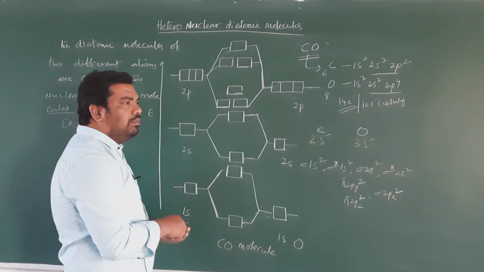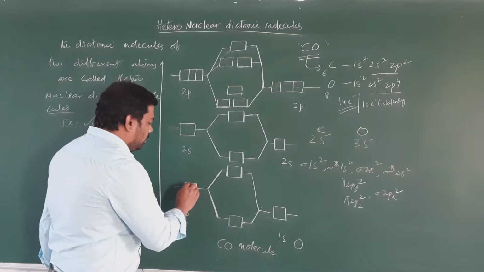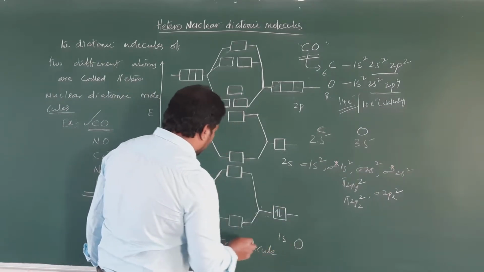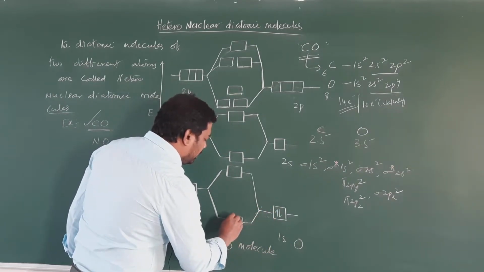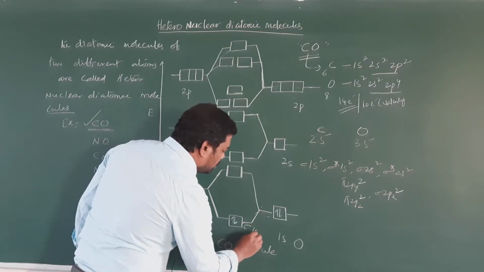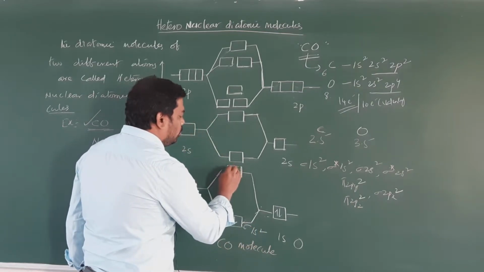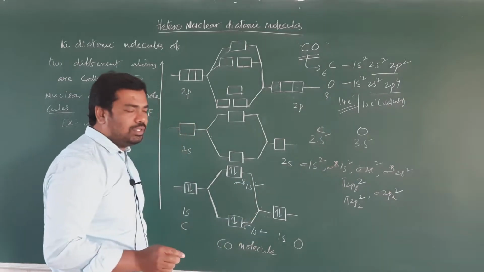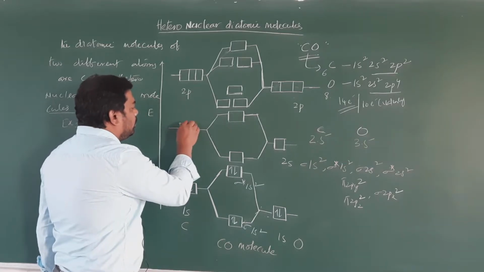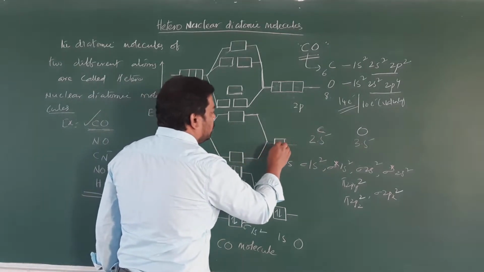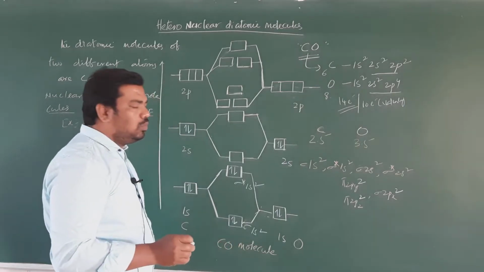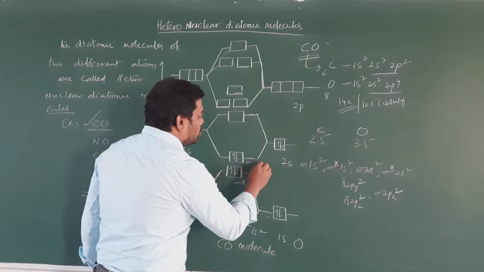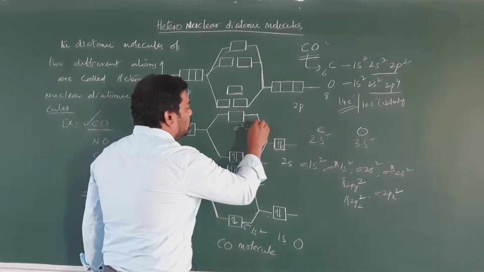Okay, so we will fill the electrons into these orbitals. The 1s orbital has 2 electrons, and the oxygen atom has 2 electrons. On combining, we get sigma 1s2, and the 2 more electrons are placed into the higher energy level, sigma star 1s2. Okay, right. The 2s electrons of carbon and oxygen overlap, so we get sigma 2s2 and sigma star 2s2.